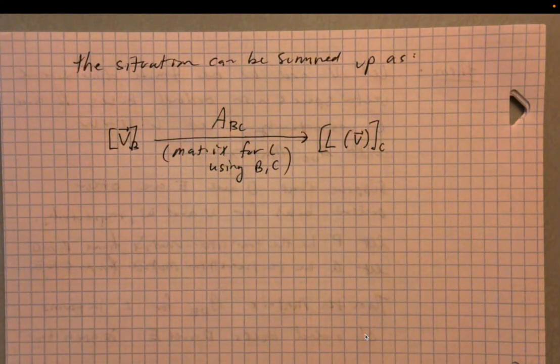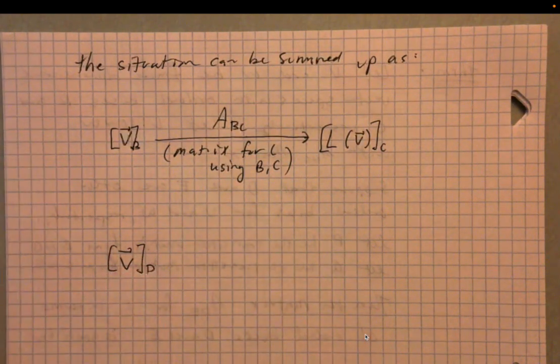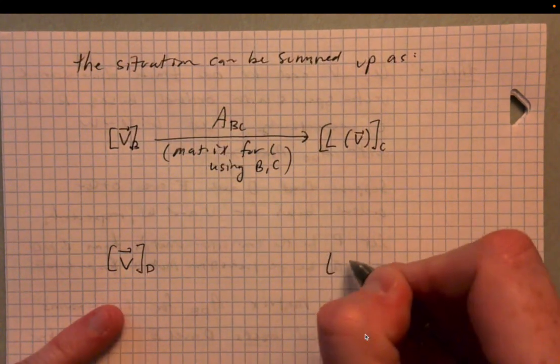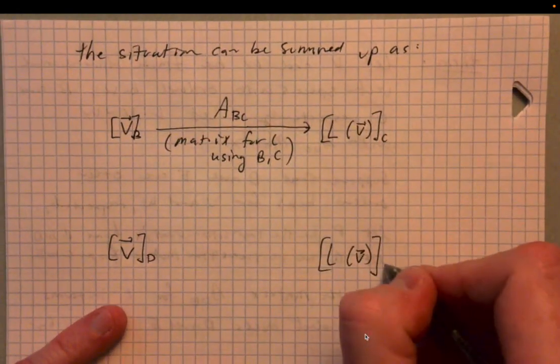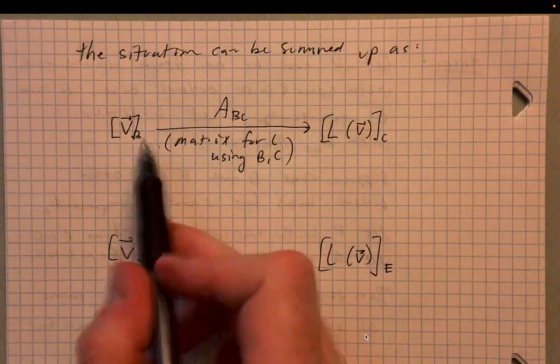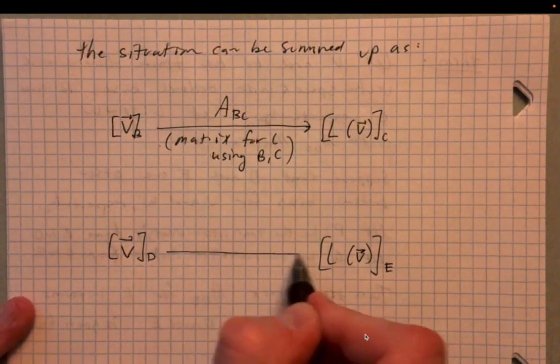B being the basis for the domain, C being the basis for the codomain, L being the linear transformation. Okay, and so similarly, maybe I've got V coordinatized in some other basis D, and I want to be able to get to L of V coordinatized in some basis E, right? B being distinct from D, and C being potentially distinct from E. Right, so how do I get there?